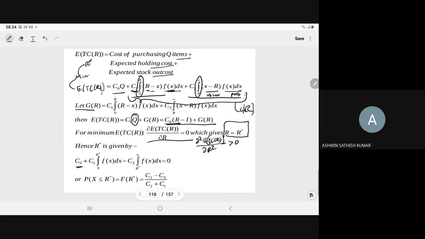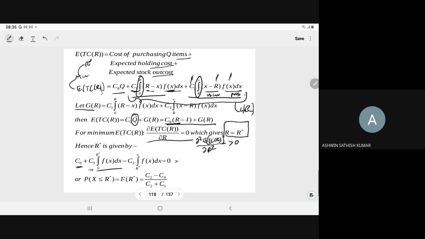So when we take the derivative, we have C1 integral of 0 to R, or you can say R star, of the Fx. Then here we have minus R Fx and C2. So the integral will come minus C2 integral R star to infinity Fx dx is equal to 0. As we set it equal to 0, R will become R star.